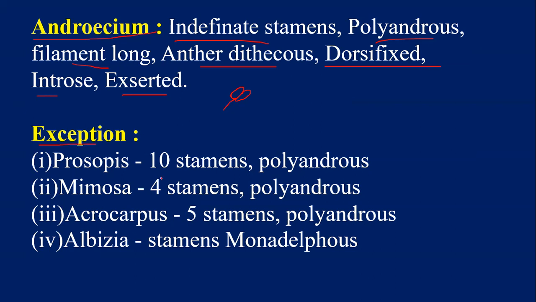Here also some exceptions are given. For example, in Prosopis, there are 10 stamens, polyandrous. In Mimosa, 4 stamens, polyandrous. In Acrocarpus, 5 stamens, polyandrous. In Albizia, stamens are monadelphous. There are several stamens whose filaments are fused together to form a single bundle, called monadelphous. So in most species, polyandrous, but in Albizia, monadelphous.